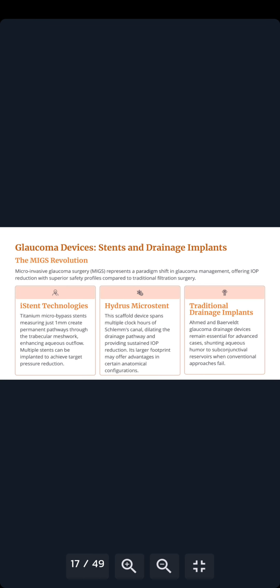We also have some stents and drainage implants. Yes, guys, the stents are not going inside the heart only or brain only. But imagine the stents that go to the eye system are very fine. They are so little. This is the MIGS revolution. It is micro-invasive glaucoma surgery, a paradigm shift in glaucoma management.